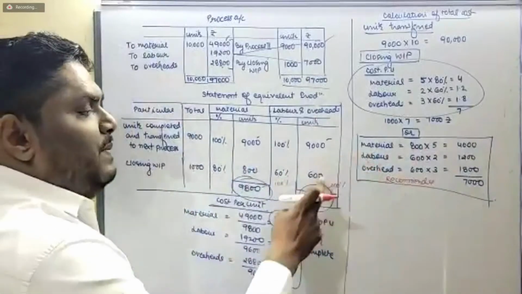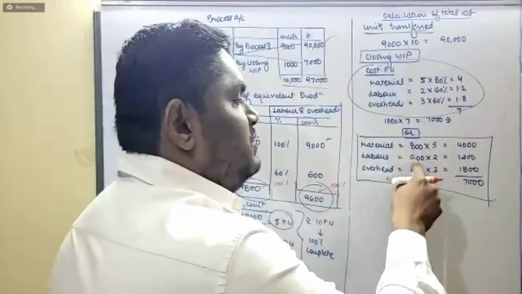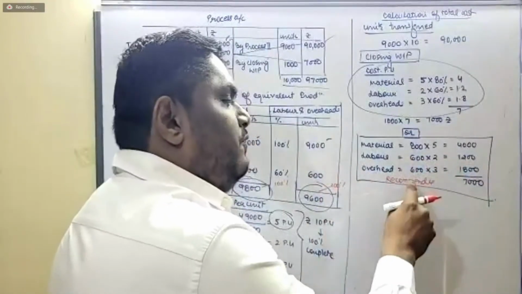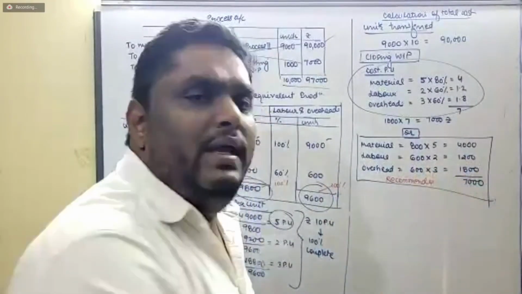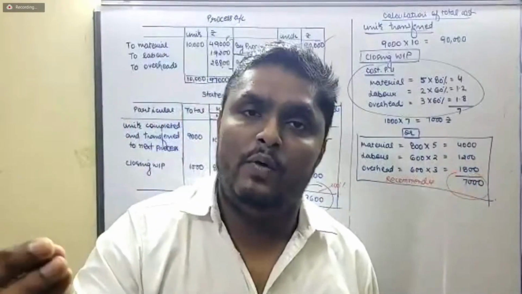In respect of labor, the units that are 100% complete is how much? 600. So 600 into 2. In respect of overheads also, 600 into 3, 1,800. So this is how we will calculate the cost of work in progress.